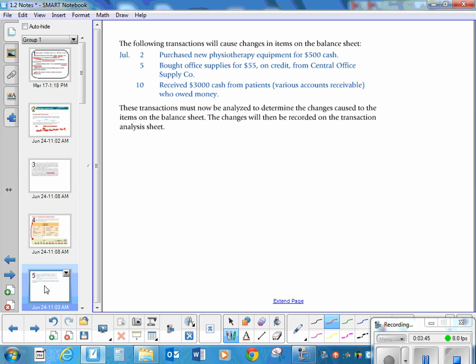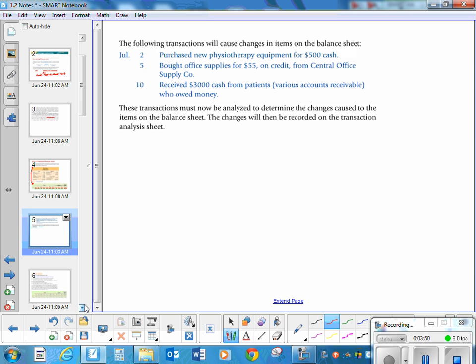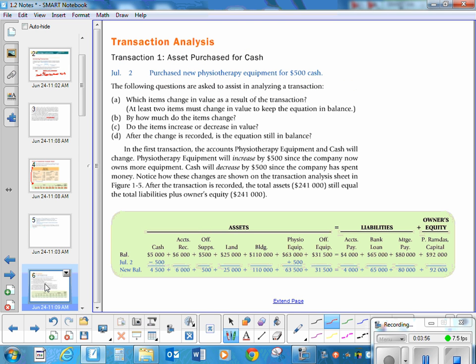So we're going to look at 3 transactions to start with. The first one: purchase new physiotherapy equipment for $500 cash. For every transaction, you're going to ask yourself these 4 questions, and then you're going to decide how it is going to be affected on the transaction analysis sheet. The 4 questions are, which items change in value as a result of this transaction? And always remember that there has to be at least 2, because the equation needs to stay in balance.